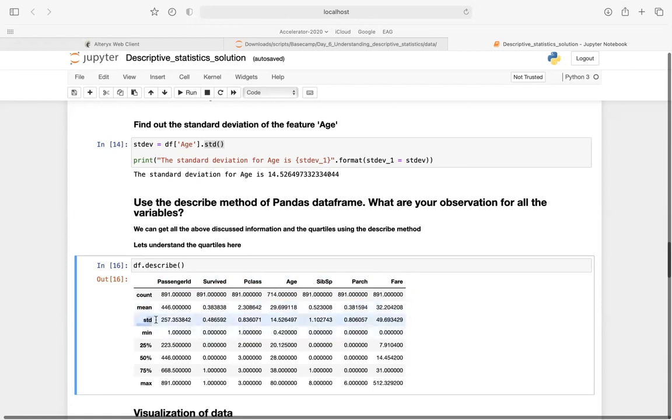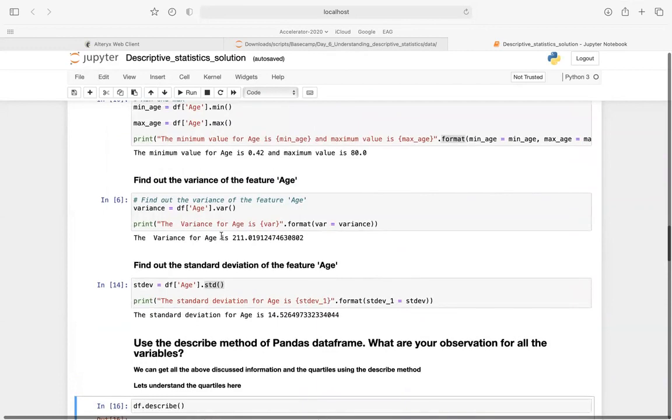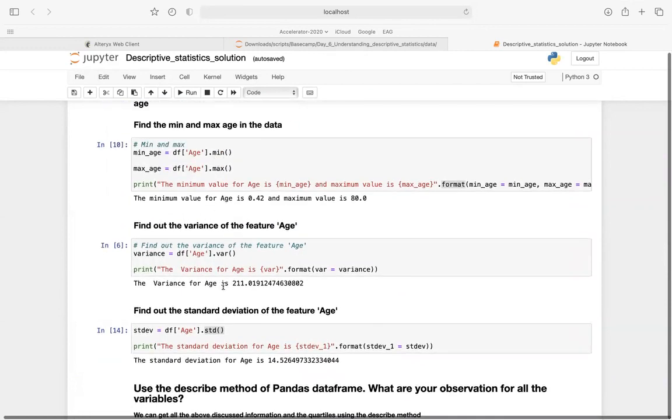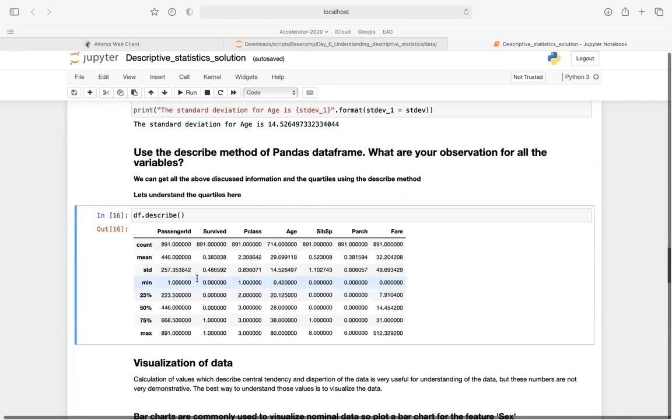Then I have STD, which simply tells me the standard deviation for each column. Similar to that, minimum, so the minimum of each column. Then the 25th percentile, 50th percentile, 75th percentile, and the maximum of each column. So the point is, the way we were doing it for each column individually, like min, max, and so forth, we can do it in a single line of command for all the numeric columns. And this is what we mean by a 5-point summary.